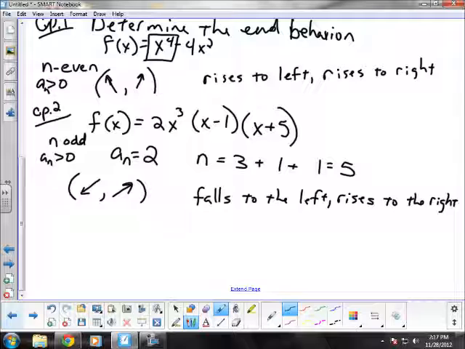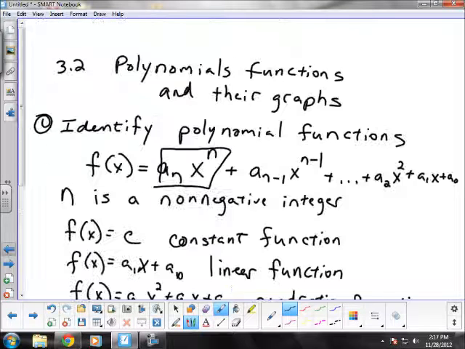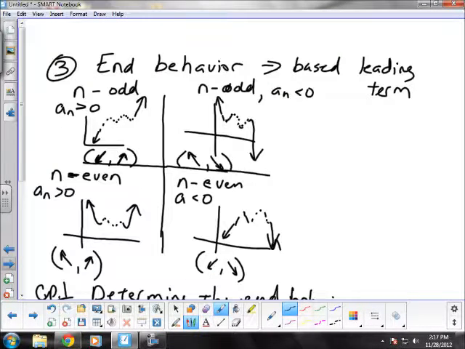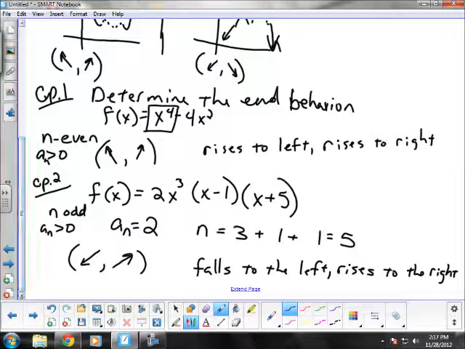What? Up and up? No, because one's got to face left and one's got to face right. So they're never going to go the same direction. I understand what you're asking me now.